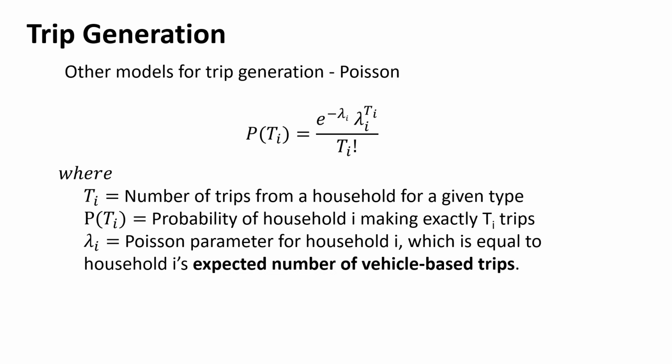And this is a little bit newer model. Linear regression is how we normally do it. That's been more the classic way of calculating our trip generations. This is a newer method being used.